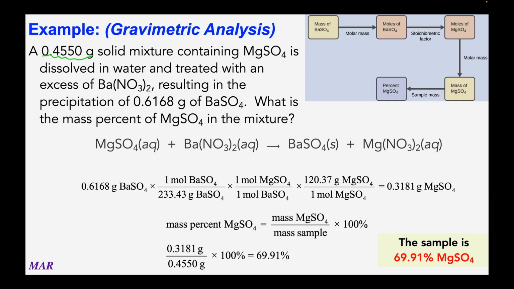69.91%. So our sample is 69.91% magnesium sulfate. And we've got roughly 30% of something else. Who knows? Hard to say at this point what something else is, but we at least know the percentage, the purity of our sample, and that can be kind of cool for chemists.